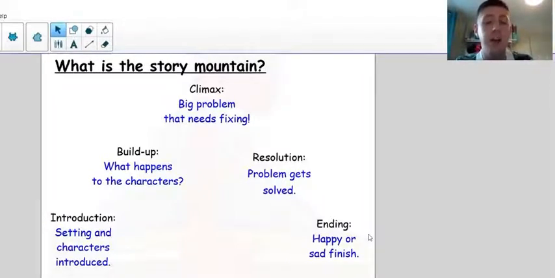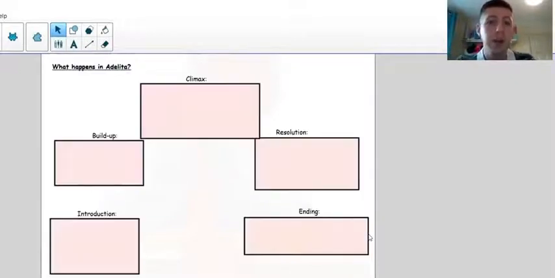But now we're thinking about it in terms of the story of Adelita, which we've been looking at for the last week. So have a think to yourself now. What do you think would go in each of these parts of the story mountain for Adelita?